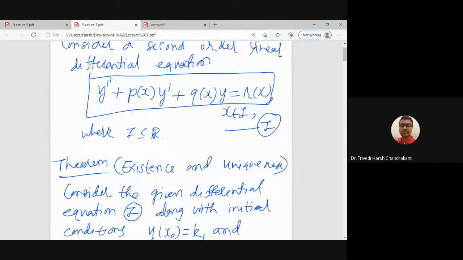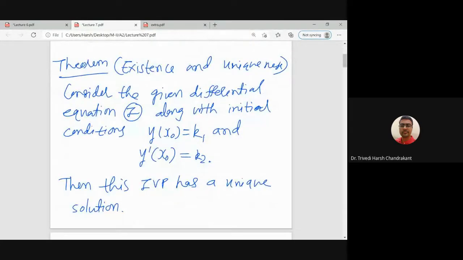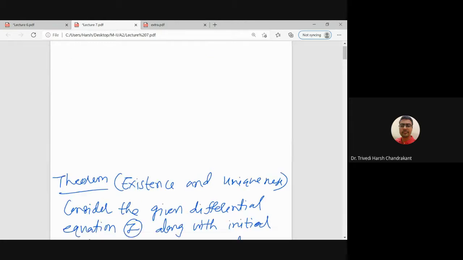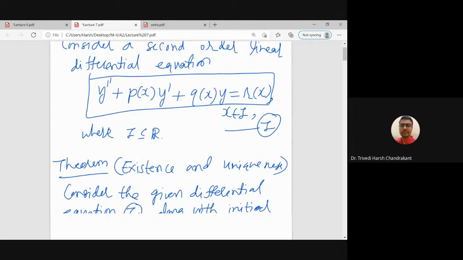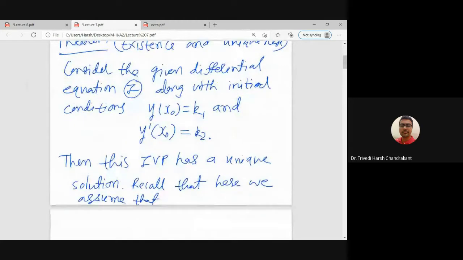So if you recall from the previous lecture, recall that here we assume that these coefficient functions p(x), q(x), and r(x) are continuous functions.